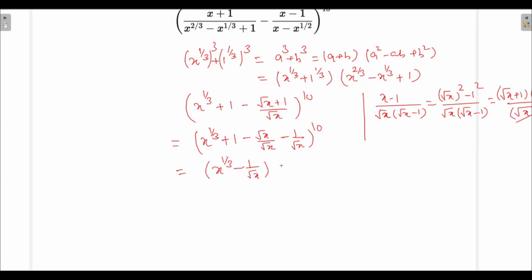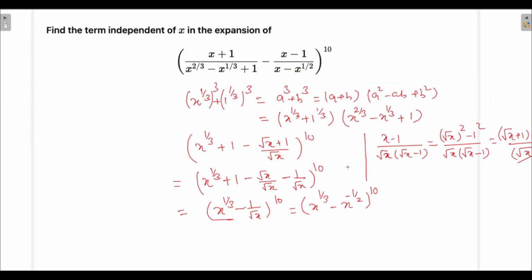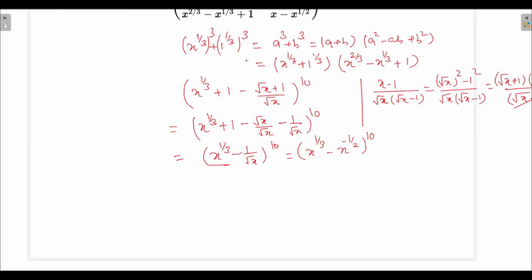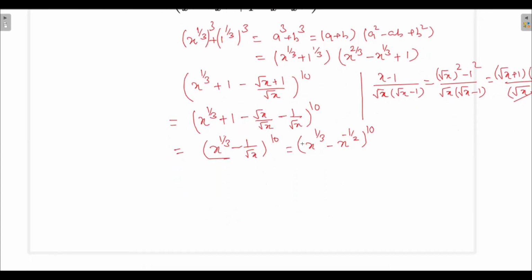I could also write it as x raised to the power 1 by 3, and then I could write it as minus x raised to the power minus half, whole raised to the power 10. So now this is the binomial expansion, which I can do. And what they want me to find out is the term independent of x in the expansion. So whenever we get such a question, what do we do? We try to find out the general term.